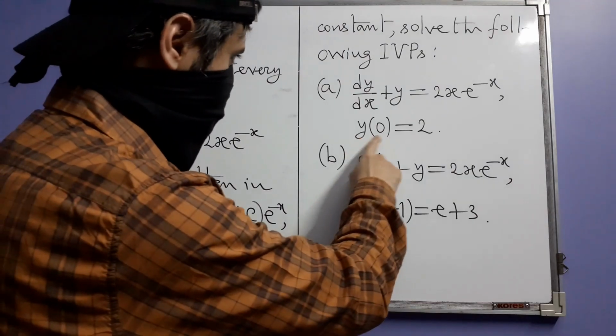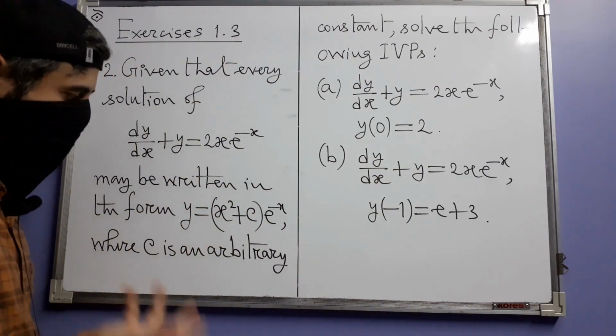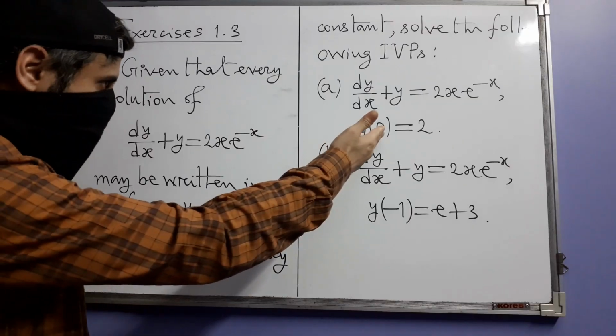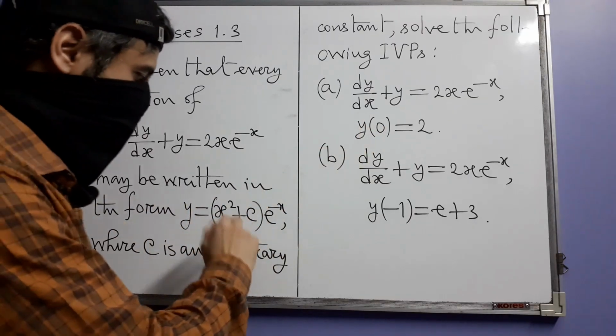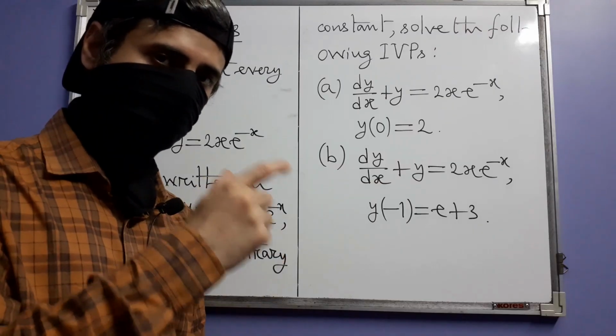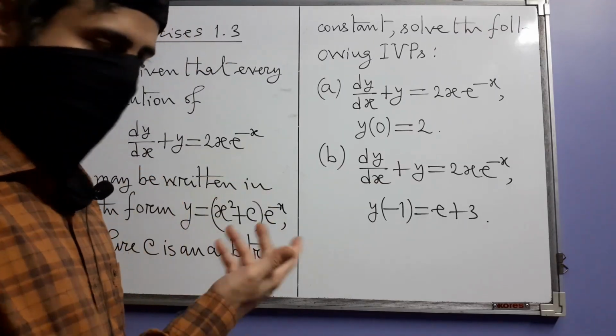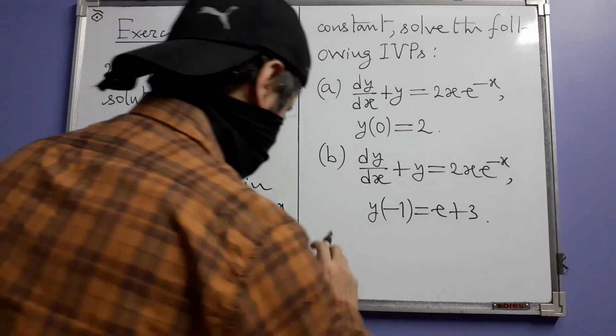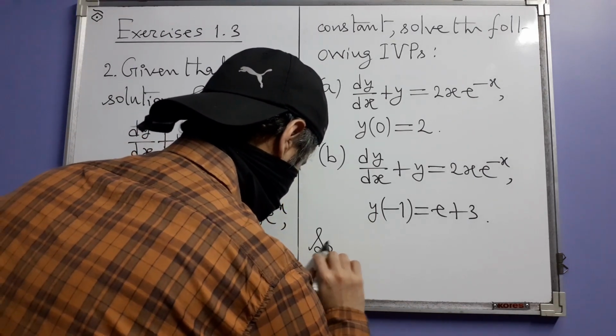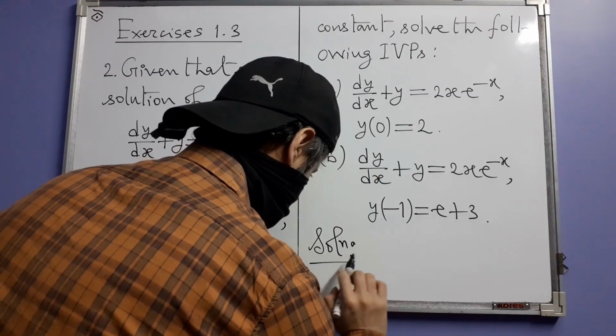So in this one, y of 0 is equal to 2. So all we have to do is substitute x equal to 0 and y equal to 2 and find the value of that constant. That will give us that particular solution, which will be the solution of this IVP. So let's see the solution to part A.